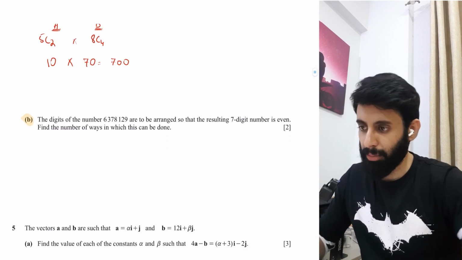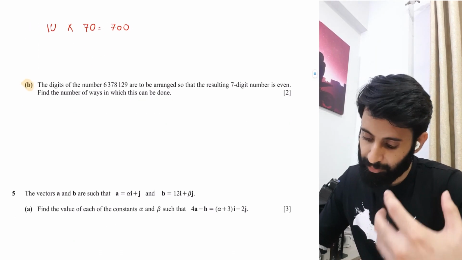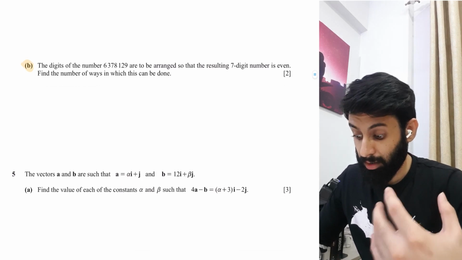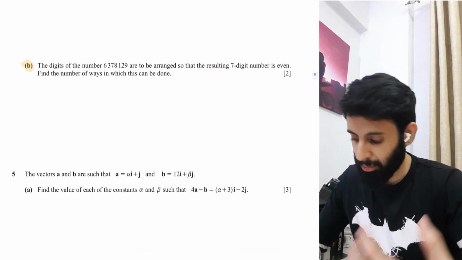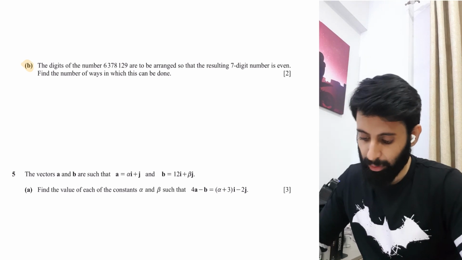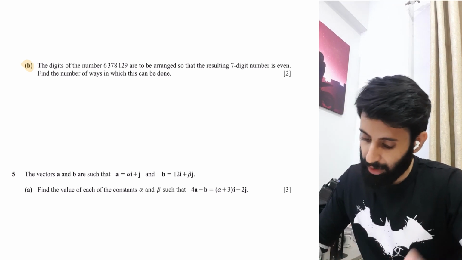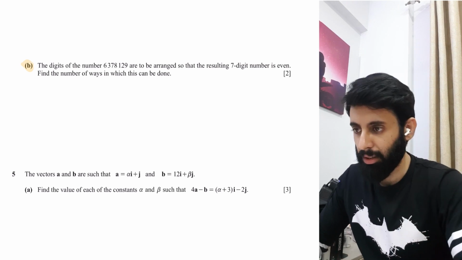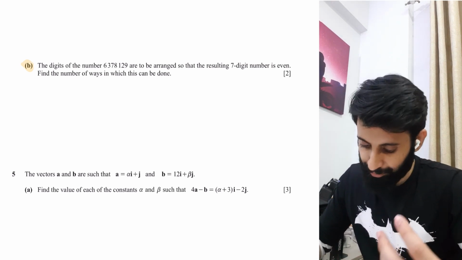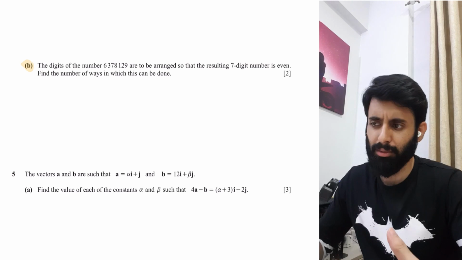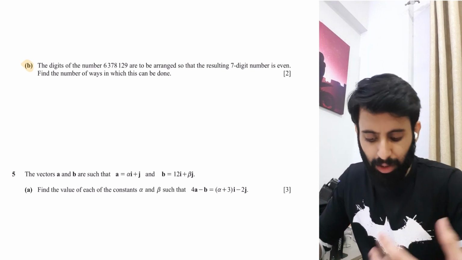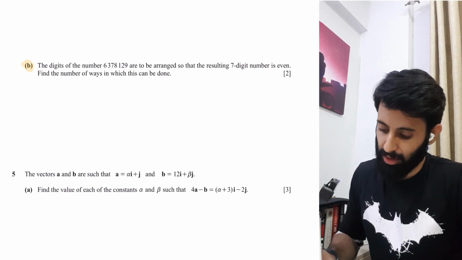Then we come to part B, which says the digits of the number 6,378,129 are to be arranged so that the resulting 7-digit number is even. Find the number of ways in which this can be done. So this is arranging n out of n objects, but there is a condition, and the condition is that the number should be even.